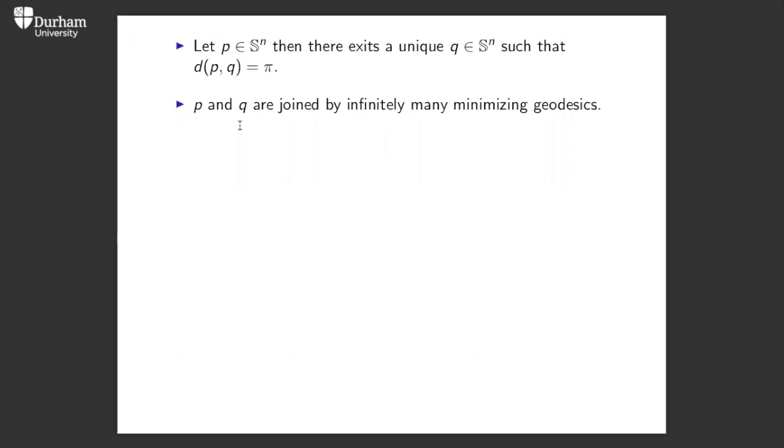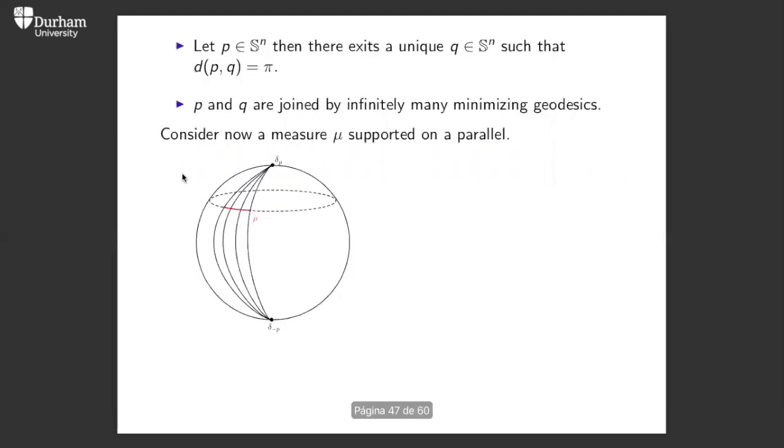Okay, let me describe the proof. Given a point P in the sphere, there exists a unique point Q at maximum distance. In this case, P and Q are joined by infinitely many minimizing geodesics, if n is bigger than 2. And now I consider a measure supported on a parallel, like in the drawing here.